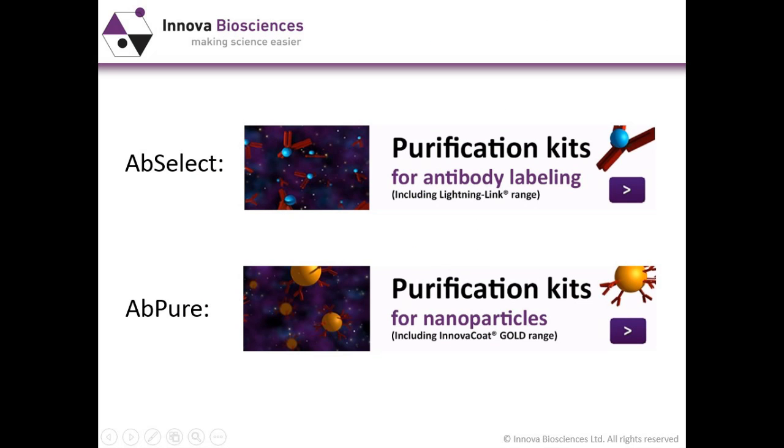Because of this, we've recently extended the AppSelect range, so we now have an AppSelect range which is defined for antibody labeling, and a new range which complements AppSelect called AppPure. And these are purification kits that are particularly for purifying antibodies for conjugation to nanoparticles. So we offer different purification systems depending on what you want to conjugate your antibody to. Once again, this is aimed at making your life as easy as possible from the conjugation perspective.